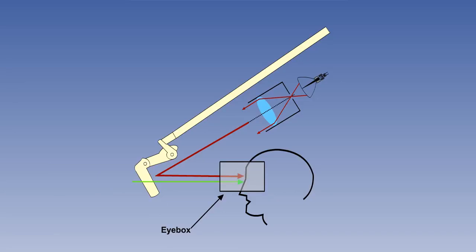The display can be viewed whilst the pilot's eyes are within a three-dimensional area, which is approximately 5 inches wide, 3 inches high, and 6 inches deep, called the eye box. The pilot can see the entire display as long as one of his eyes is within the eye box. The eye box can also be called the head motion box.